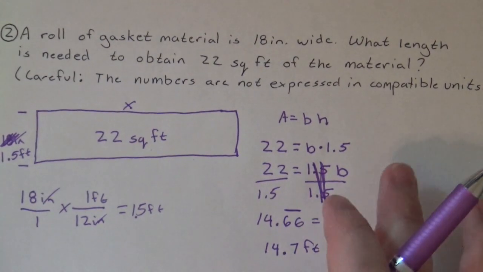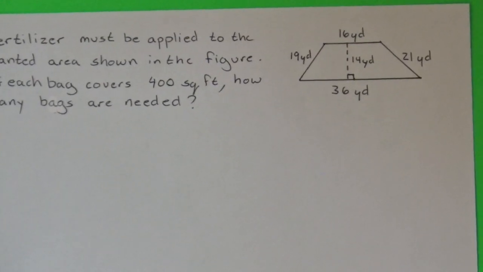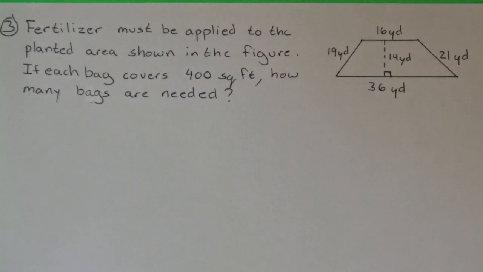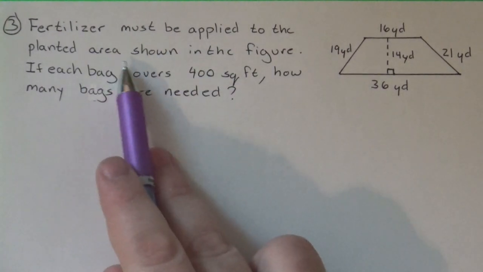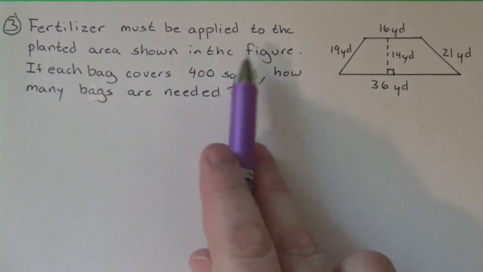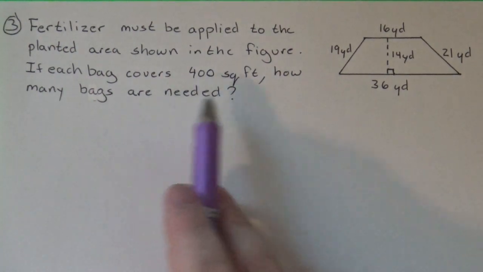So let's go to question number 3. Get it lined up just right. Here we go. All right, question 3. Fertilizer must be applied to the planted area shown below. Shown in the figure. If each bag covers 400 square foot, how many bags are needed?